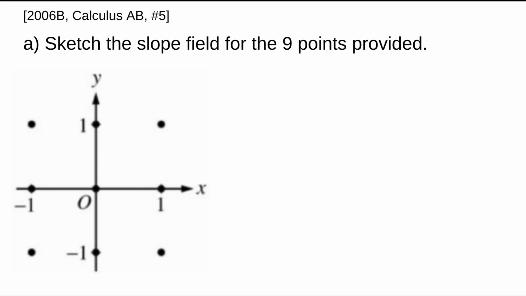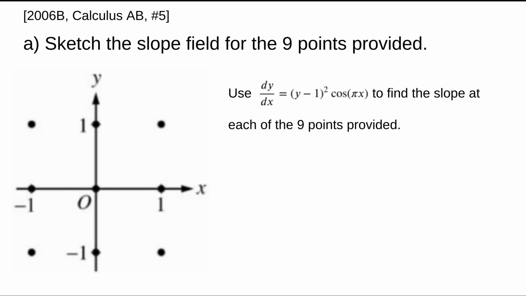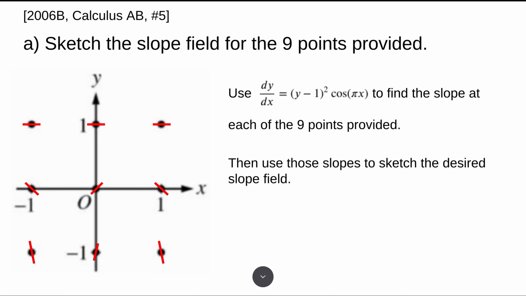With any slope field question, you're going to want to use the differential equation to determine the slope at the given points. So the differential equation, dy dx equals (y minus 1) squared times cosine of pi x. Notice that when y is equal to 1, the slope will always be 0. That simplifies this a bit, and then just use, if y is equal to 0, (negative 1) squared is 1. So if y is equal to 0, you're really just finding the value of cosine pi x. Once you have the slopes, sketch the slope field. This is what we get.